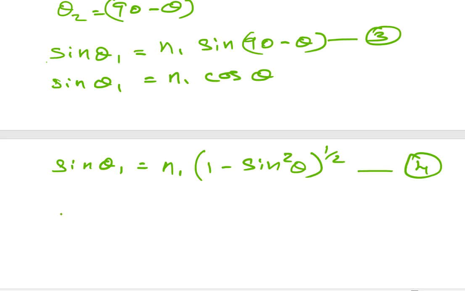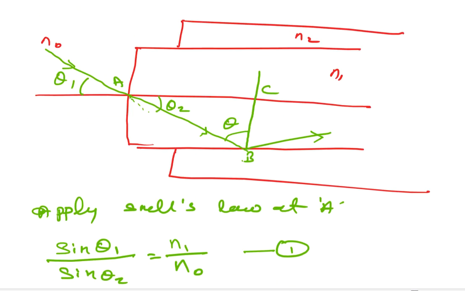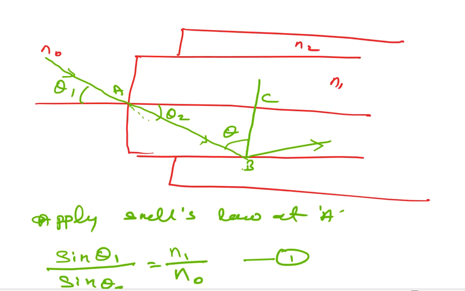Now let us apply Snell's law at B. So we are going to apply Snell's law with a condition. Let us consider this theta. This theta is just a critical angle. So instead of theta, I can put theta C. When this becomes critical angle, this theta 1 should be equal to the acceptance angle.